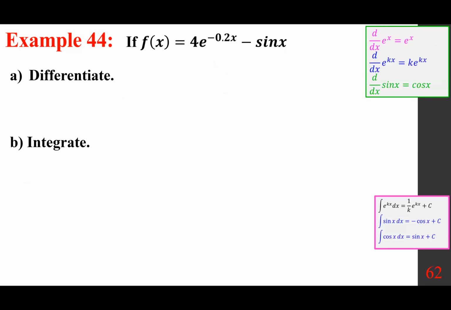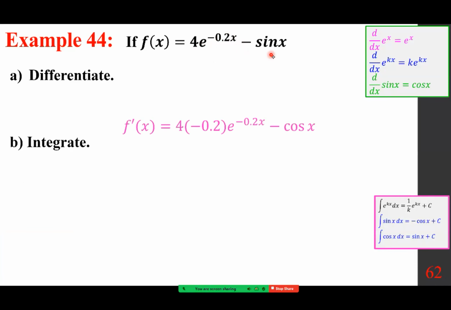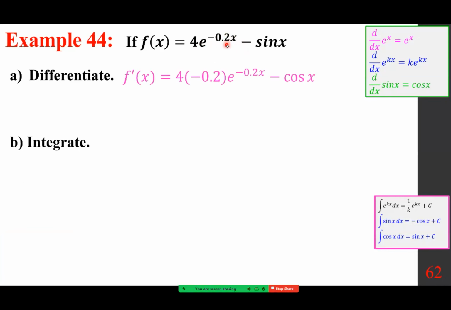I want to get the last question of this part, which is interesting. I am given f of x equals 4e to the power of minus 0.2x, and I'm asked to find the derivative of the function and the integral of the function. So I want to make sure we understand what's going on here. So to differentiate: 4 times minus 0.2 e to the power of x minus cosine x. So what do we do? We multiply by the exponent, by the coefficient of the exponent. And we get negative 0.8 e to the power minus 0.2x minus cosine x.